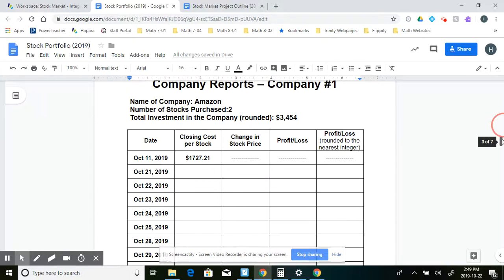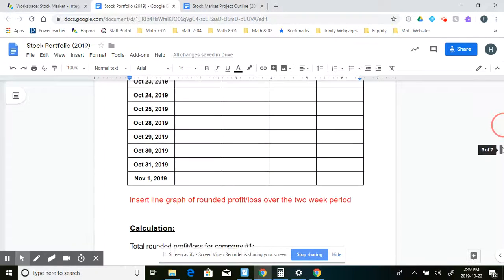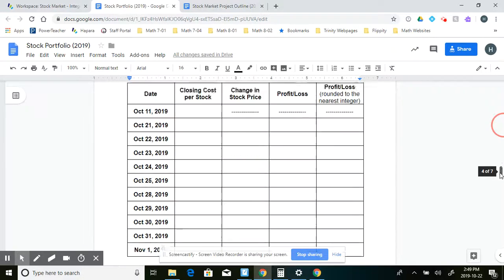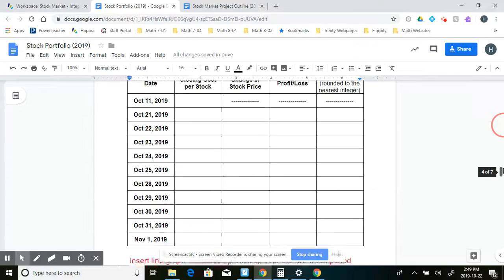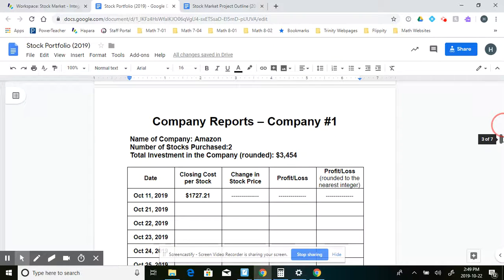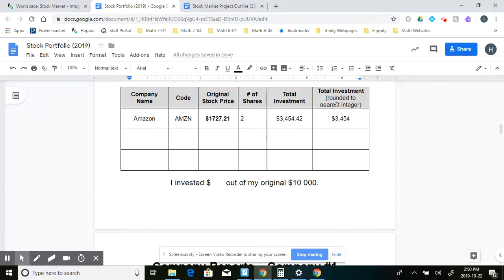That's this. These company reports are where we're going to track our stocks from day to day. Each company has their own company report. So there would be company 2 and company 3, but I'm just going to give you the example using company 1. The first thing we need to do is write in the name of the company. I've already written in Amazon there. You're going to write the total number of stocks that you've purchased and then the total amount that you've invested in the company, rounded. Again, these all come from your calculations from up here.